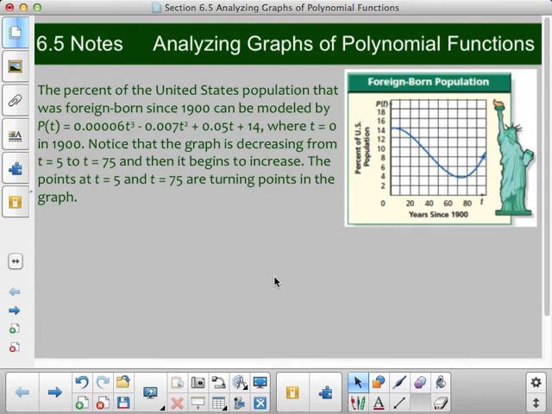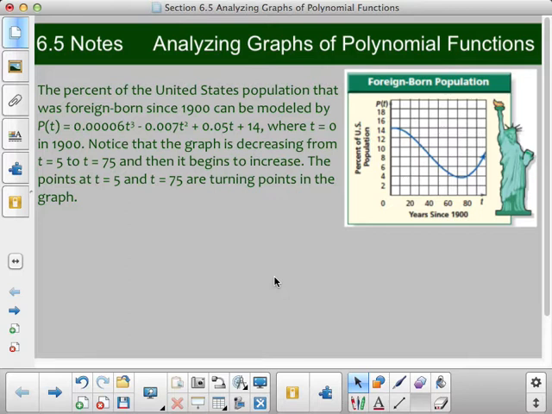Hello class, we're going to go ahead and look at section 6.5 notes, which is analyzing graphs of polynomial functions. So we have an example at the top of our note sheet. The percent of United States population that was foreign-born since 1900 can be modeled by the following equation P of t, where t equals 0 in 1900.